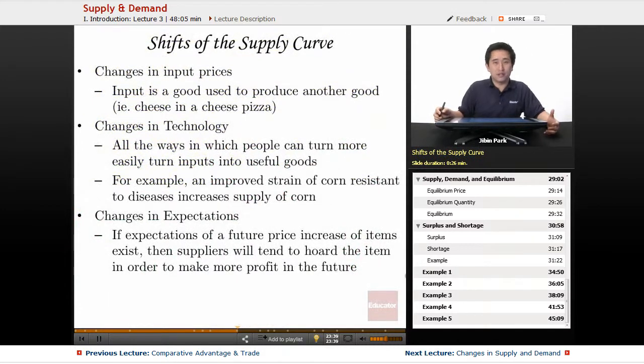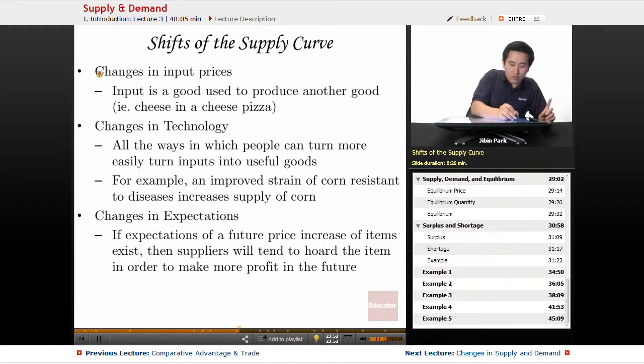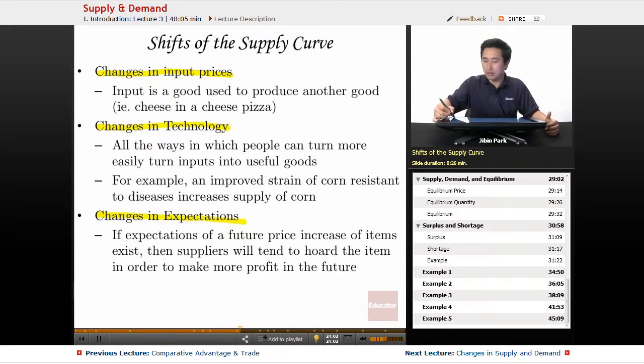So what would cause the shifts in the supply curve? We examined some of the different things, changes in income, changes in preferences that would shift the demand curve. Well, what would cause a shift in the supply curve here? The first thing would be change in input prices. Another would be changes in technology, and then another would be changes in expectations. So let's look a little bit more in depth.